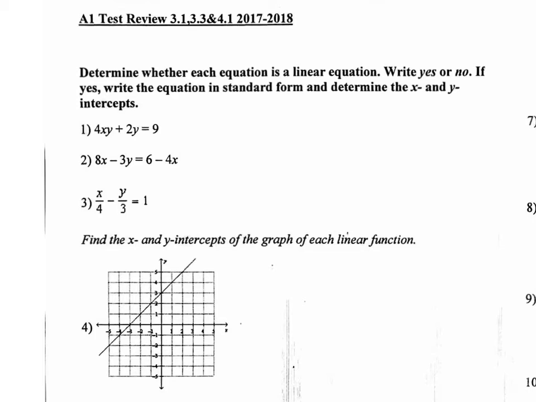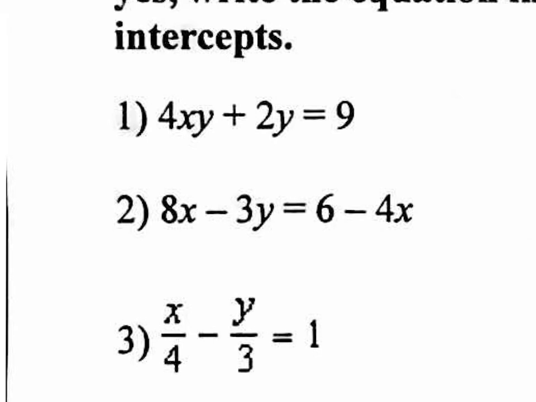So right here on number 1, it says determine whether each equation is linear. Remember, you can't have any letters, any variables multiplied together. So right here, number 1, x times y, that's already non-linear right there. So on number 1, you would say no, or you would say not linear.